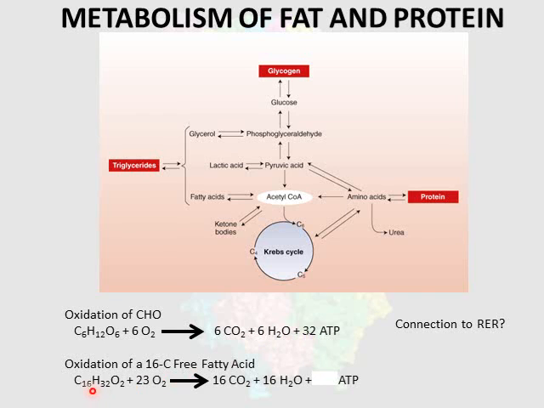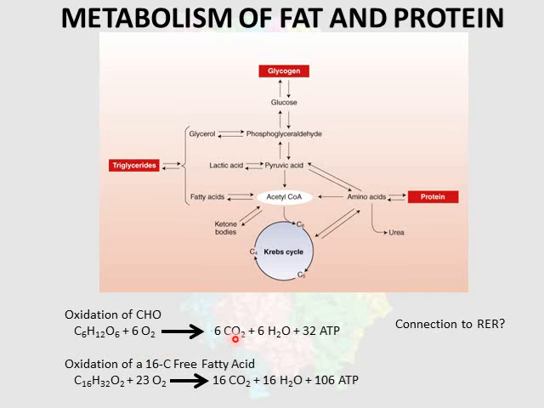But with fat, here's a fat molecule, palmitic acid. It takes 23 molecules of oxygen. You get 16 molecules of CO2 and water, and then you get 106 ATP. So this is where fat is a much more powerful energy source. You get a lot more ATP with it, but it takes a lot longer to break down. This process up here is a lot longer than it is to break down glucose.